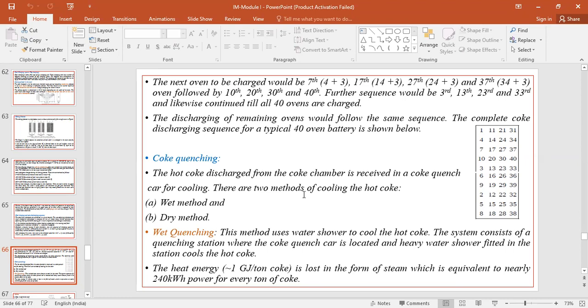Whatever sequence we are following for charging, the same sequence we need to follow for discharging also, because the one which is filled first will first complete the cooking process. So once the cooking is done, as we have seen in the previous classes, the entire process of coke making through a small short video, the same process we adopt here also for the discharging of the coke. But the only thing is the dimensions of the plunger.